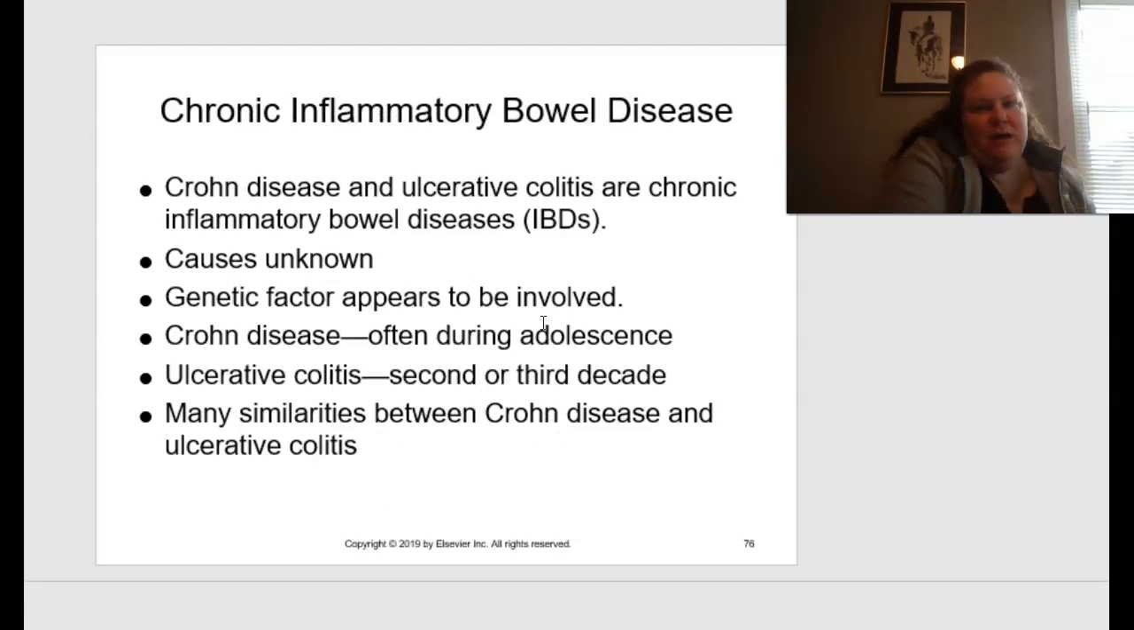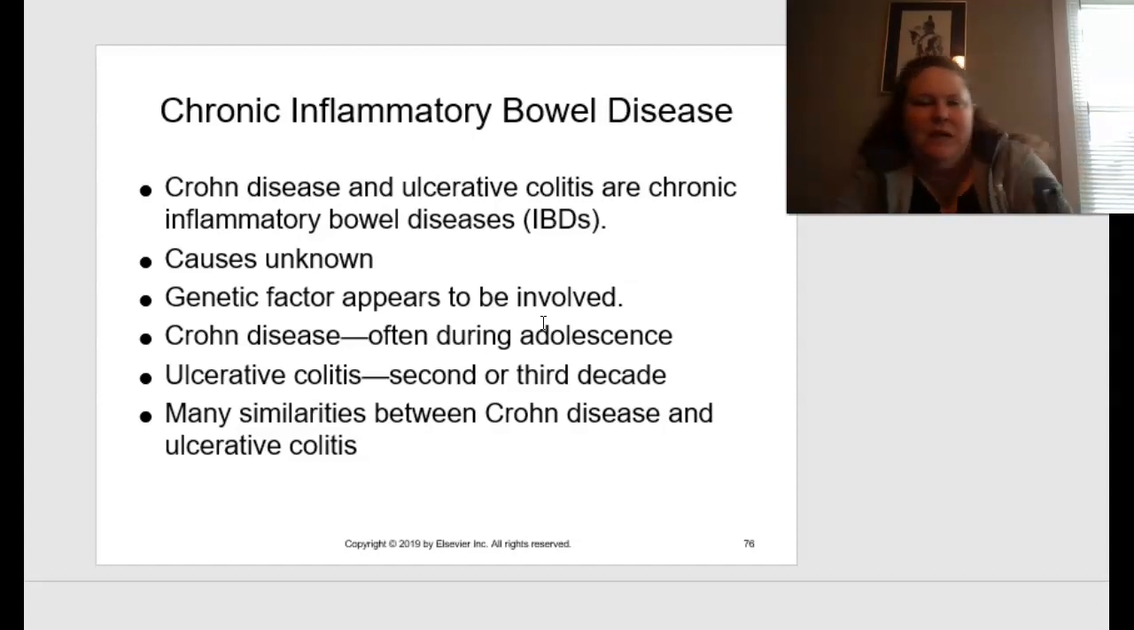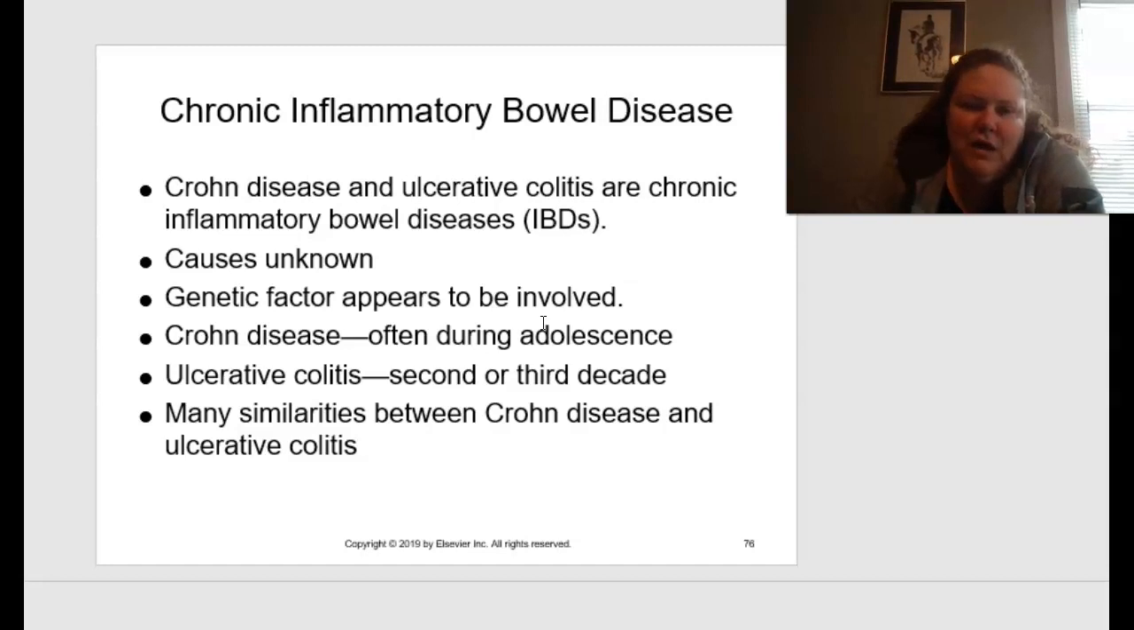Talking a little bit about chronic inflammatory bowel disease. This is talked about on page 469, and this is like Crohn's disease and ulcerative colitis, which are chronic inflammatory bowel diseases, or IBDs. My dad had Crohn's, so I know quite a bit about this. Causes of this are unknown. There is a genetic factor that appears to be involved, but they don't exactly know which genes. They have a couple that they suspect, but they haven't figured it out yet.